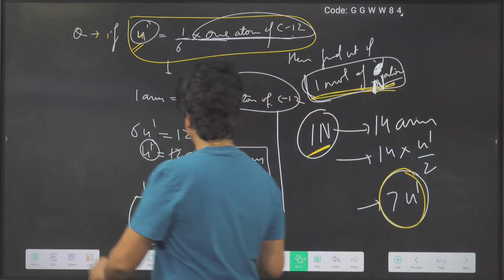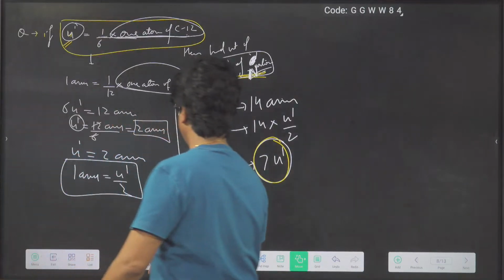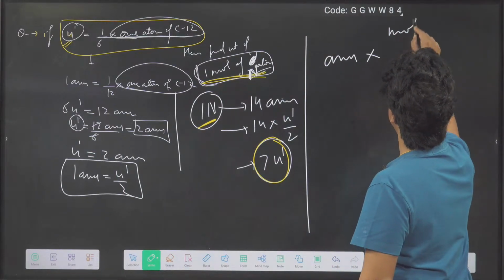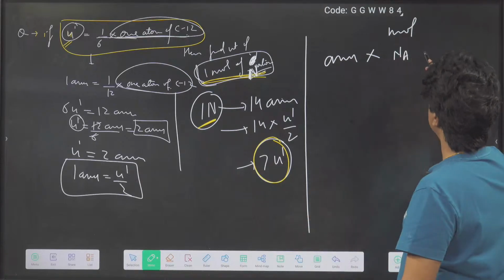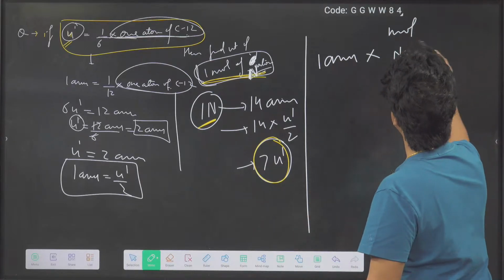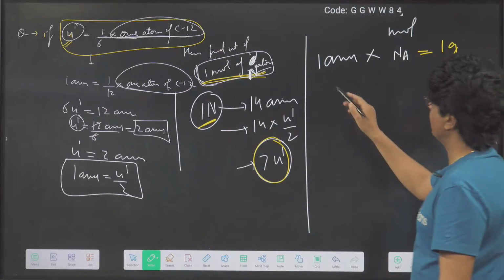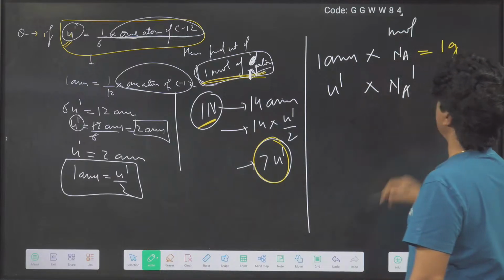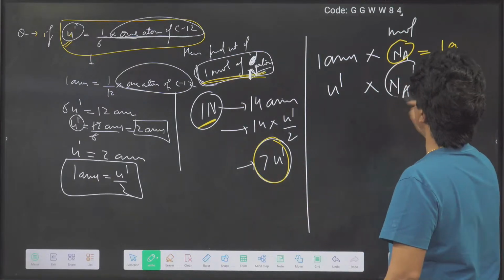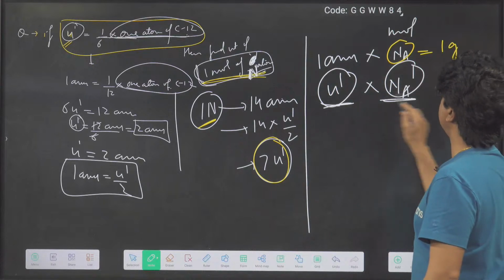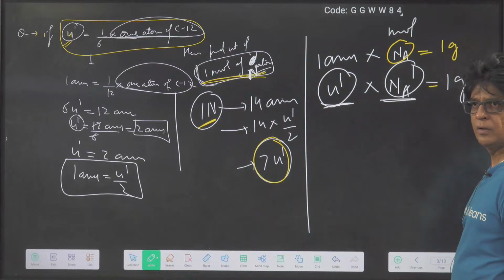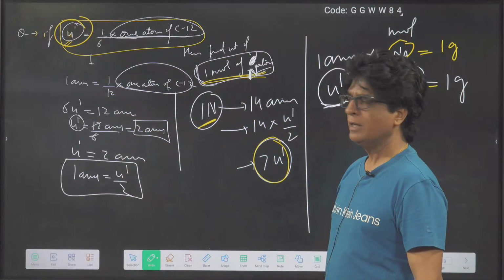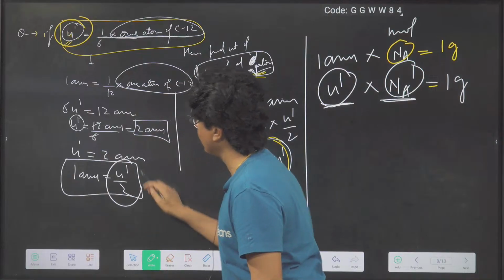Now, when I am asking about 1 mole, what is 1 mole? This is Na in normal times, right? 1 AMU into Na will give you 1 gram. And if I take this as U dash, then this will become Na dash, a new value. The Avogadro number will change if I change it. They both are designed in such a way that I always get 1. Are you getting it? So in case I change the value of this atomic mass unit, I have made 1 AMU equal to U dash by 2.